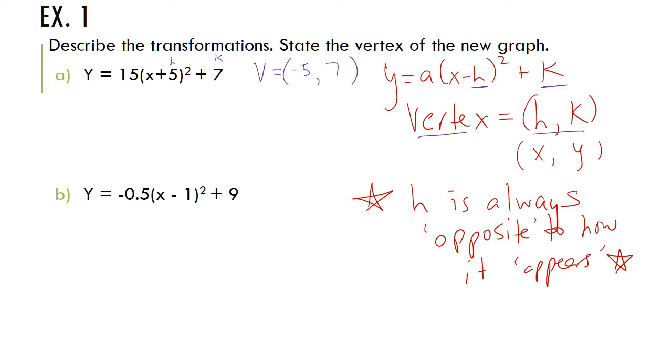Now we're going to describe the transformations. So again, we go left to right. The first thing I encounter is the 15. Is it positive or negative? That's a positive 15. So the first thing we write is opens up. And if you've forgotten these things, refer back to your last 2 lessons. Then I encounter my A value itself, which is 15. If it's bigger than 1, it's vertically stretched. Remember, it becomes more narrow, so you're going to say vertically stretched, and don't forget the by 15.